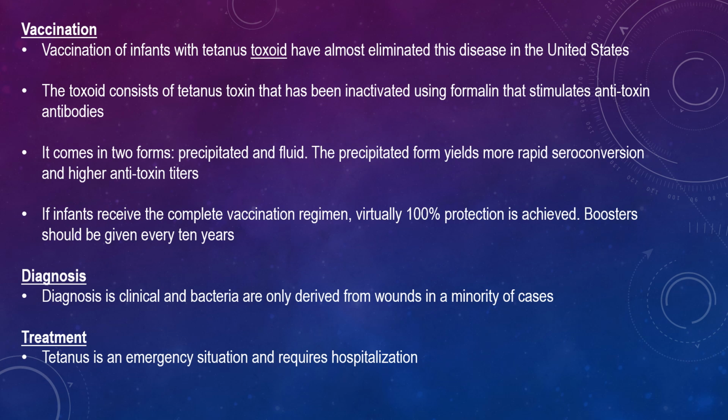If infants receive a complete vaccination regime, virtually 100% protection is achieved. Boosters should be given every 10 years. Diagnosis is clinical, and bacteria are only derived from wounds in a minority of cases. The treatment is an emergency situation which requires hospital. The patient is immediately treated with human tetanus immune globulin or equine antitoxin. Drugs can control muscle spasm, and the wound requires aggressive washing and treatment with antibiotics.